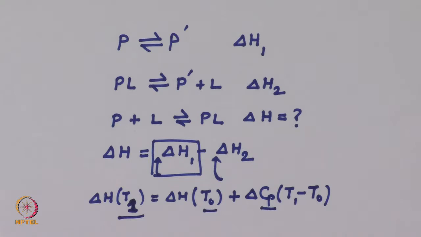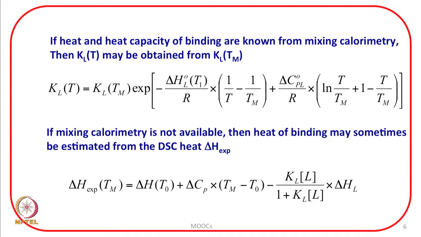Now, let us go back to the slide and take a look. This is what is done in this part. Just take a look at delta H T0 plus delta Cp into Tm minus T0. This is delta H1. And for the ligand binding part, when we talk about the unfolding of the ligand bound protein, then the fraction of the protein which is ligated is KL into concentration of L divided by 1 plus KL into concentration of L, multiplied by the enthalpy of ligand binding.